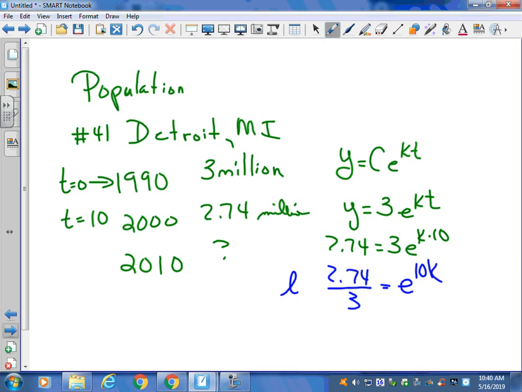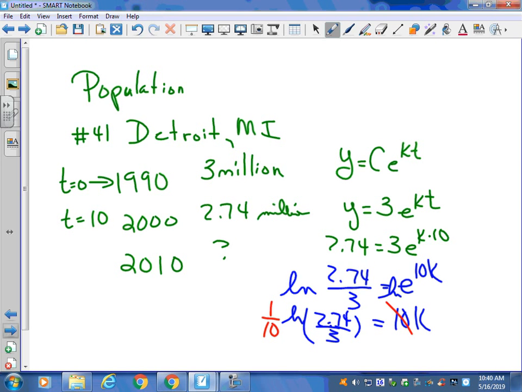So I do my ln on both sides so that my 2.74 over 3 with the ln is a fraction. And over here I get 10k, so I can divide by 10. Now, it might be easier to type 1/10 in there, because you know how your calculator's kind of funny about fractions? So it might be easier to say 1/10 and flip multiply than it would be to divide by 10.